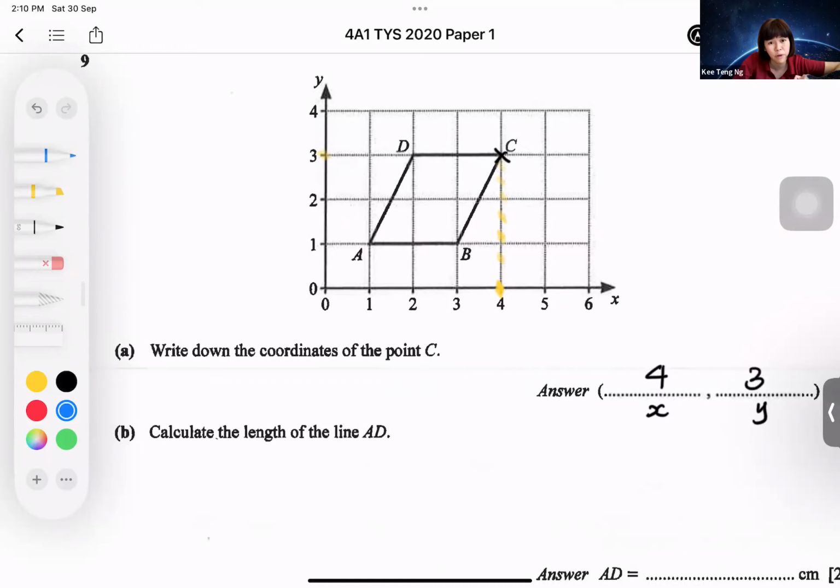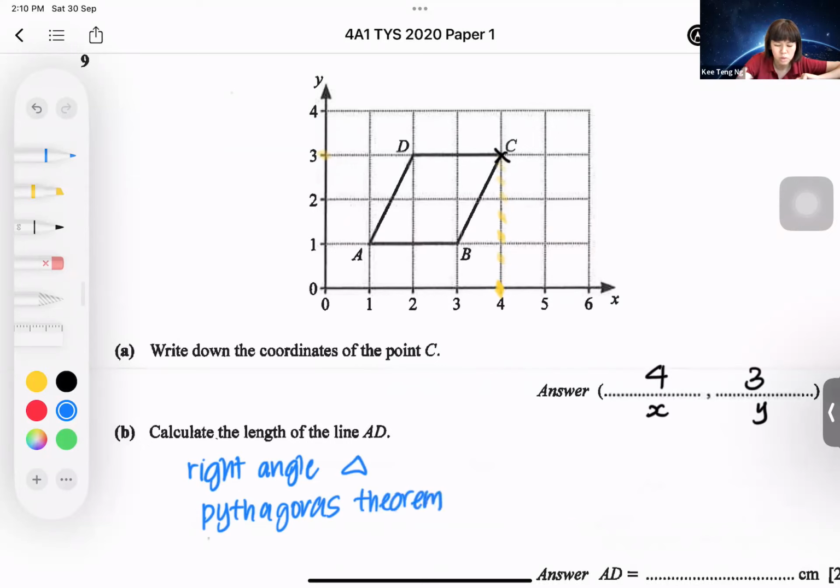Okay, next one, find the length of the line AD. Now, in this case, when I find the length of this kind of line, we need to form a right angle triangle. Try to form a right angle triangle, and then we're going to use Pythagoras theorem. Okay, so first one, let me form the right angle triangle. I have A to D over here, right? And then I want this one here.